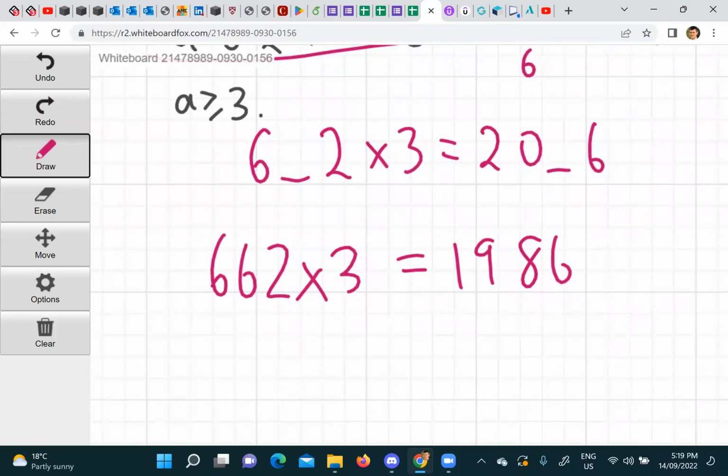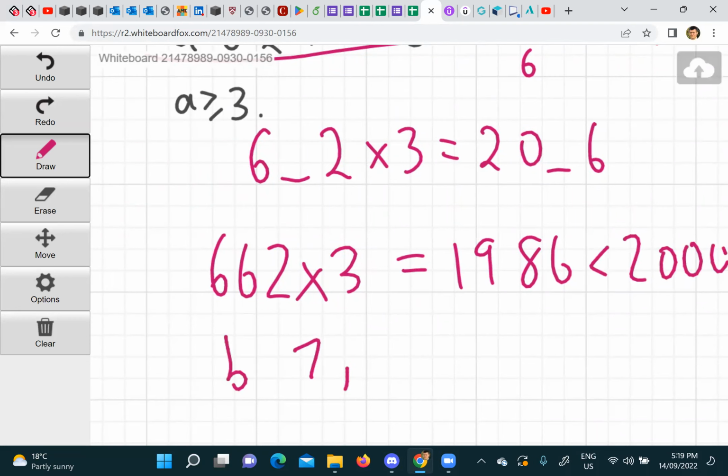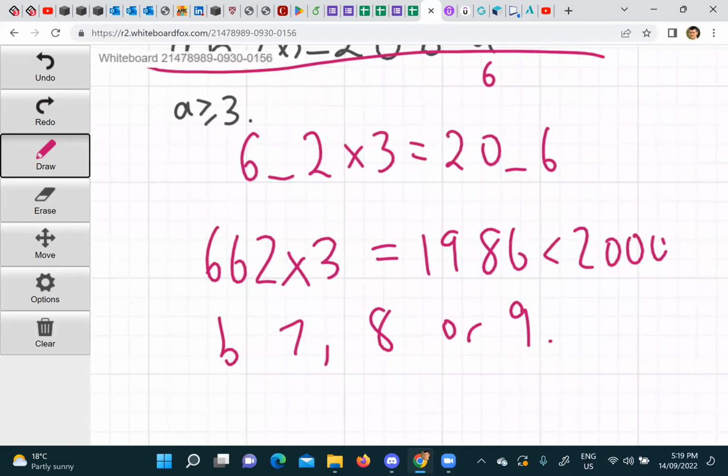But that's smaller than 2000, right? So then it could be 7, 8, or 9, right? So we just have to try these.